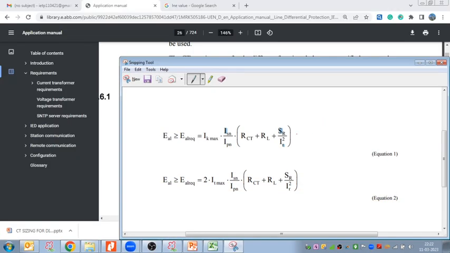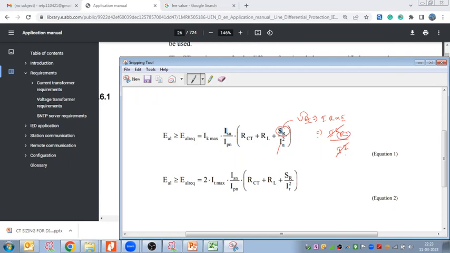We know the power. SR is the VA rating, VA power. So V is equal to what? V is equal to IR. A is equal to I. So VA we can write as I square into R. So I square into R divided by I square. I square cancels from the I square, so only R will remain there, right?